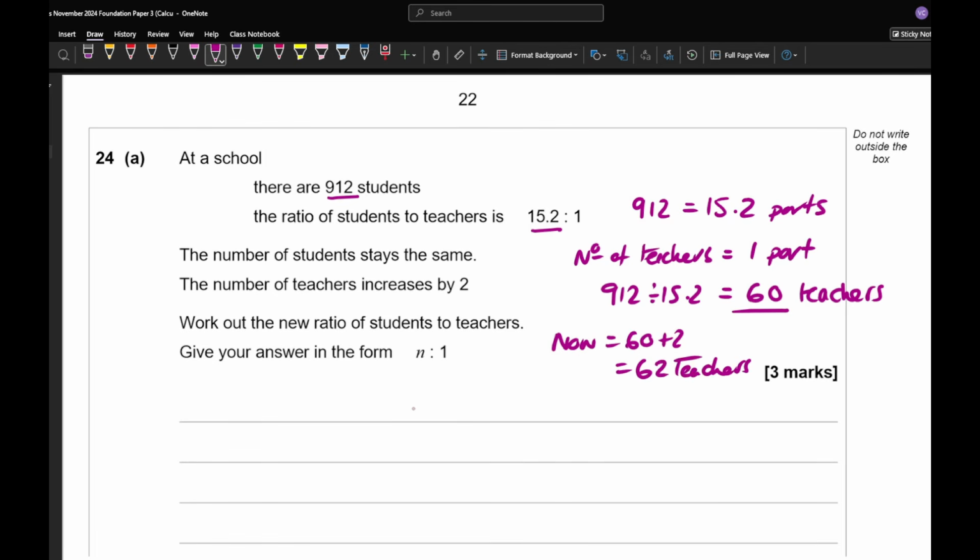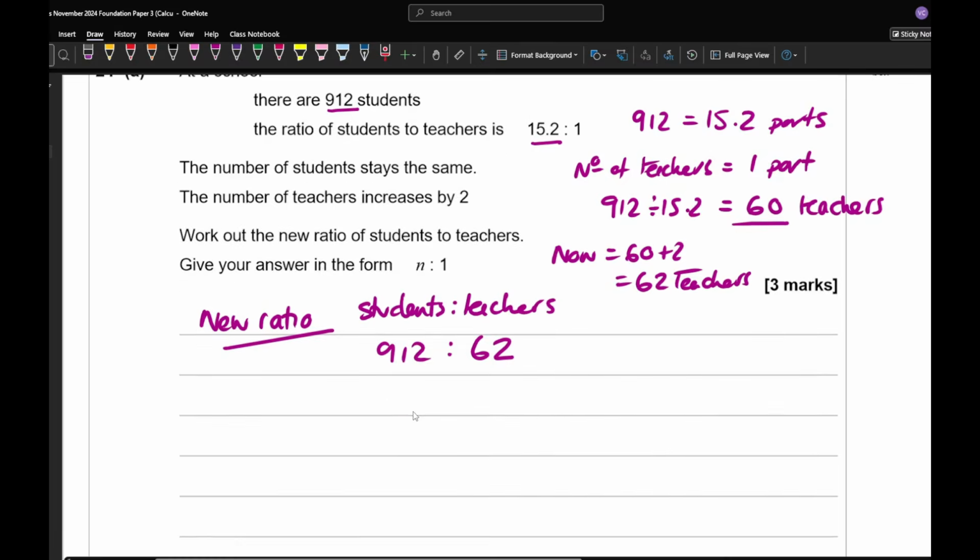Then the new ratio of students to teachers is going to be 912 to 62. Now what I'm wanting is the number of teachers to be 1. So to get from 62 to 1, I need to divide by 62.